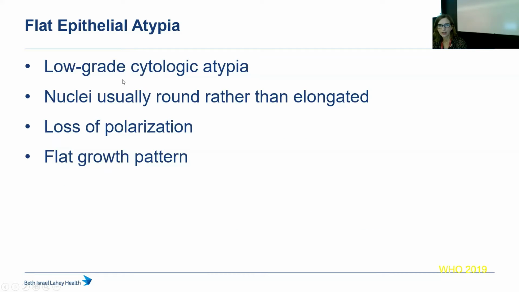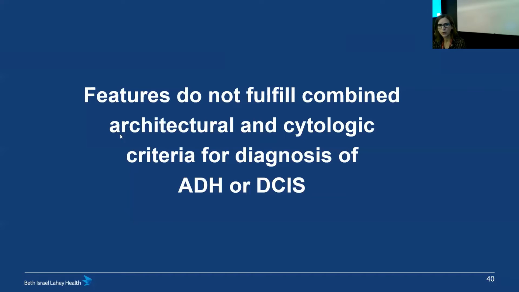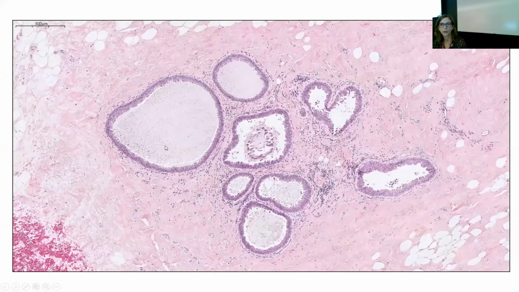There is low-grade cytologic atypia. The nuclei tend to be round rather than elongated, and you have loss of polarization with respect to the basement membrane, but obviously a flat growth pattern, such that the features do not fulfill the combined architectural and cytologic criteria for a diagnosis of ADH or DCIS. So they do have the cytologic features of ADH and DCIS, but not the architectural features.